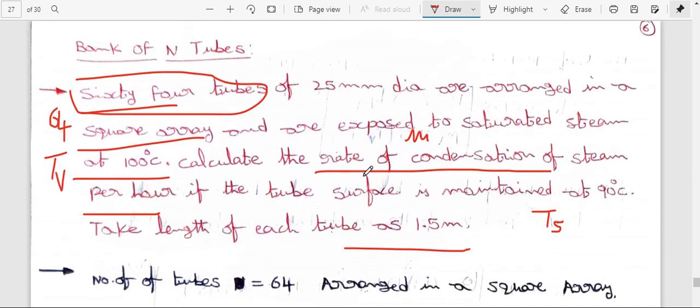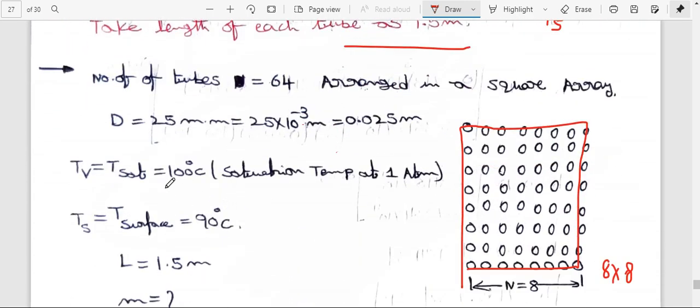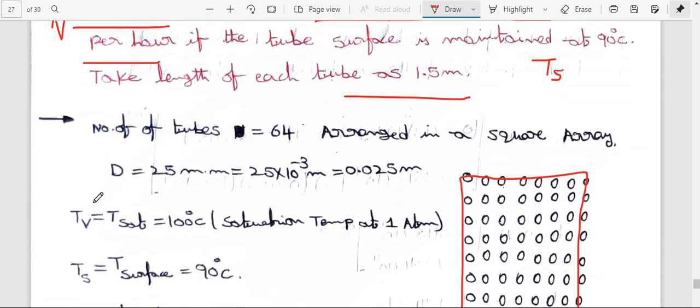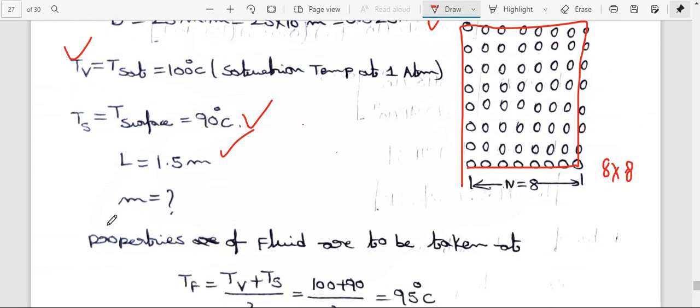Take the length of each tube as 0.5 meters. These are the 64 tubes, so that's why I am considering bank of N tubes, where N is equal to number of horizontal rows. Diameter is given, saturation temperature is 100 degrees at atmospheric pressure and surface temperature is 90. Length is given. We need to calculate M value.